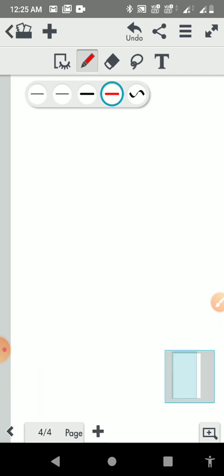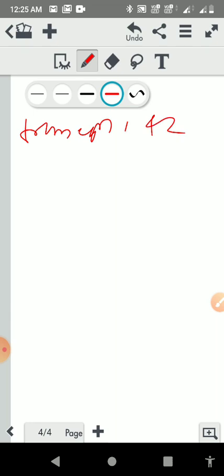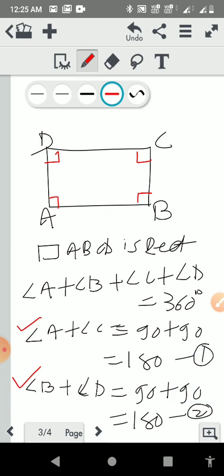Now from equations 1 and 2, what I can say is: angle A and angle C as well as angle B and angle D are opposite angles of the rectangle ABCD, and each pair is 180 degrees, isn't it?